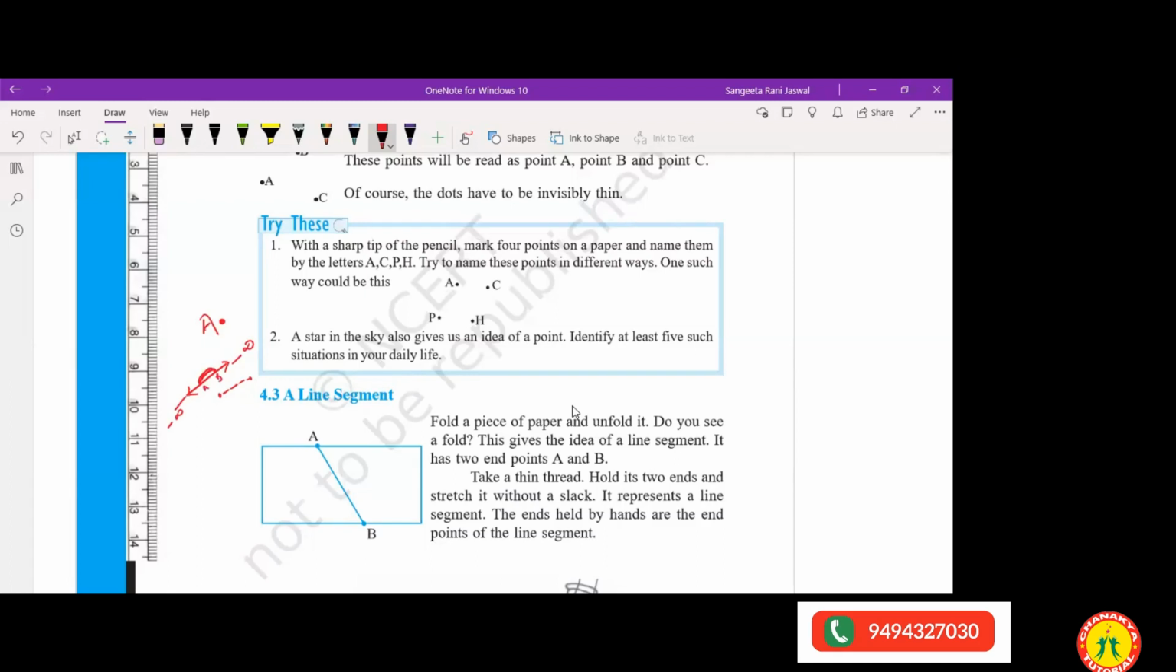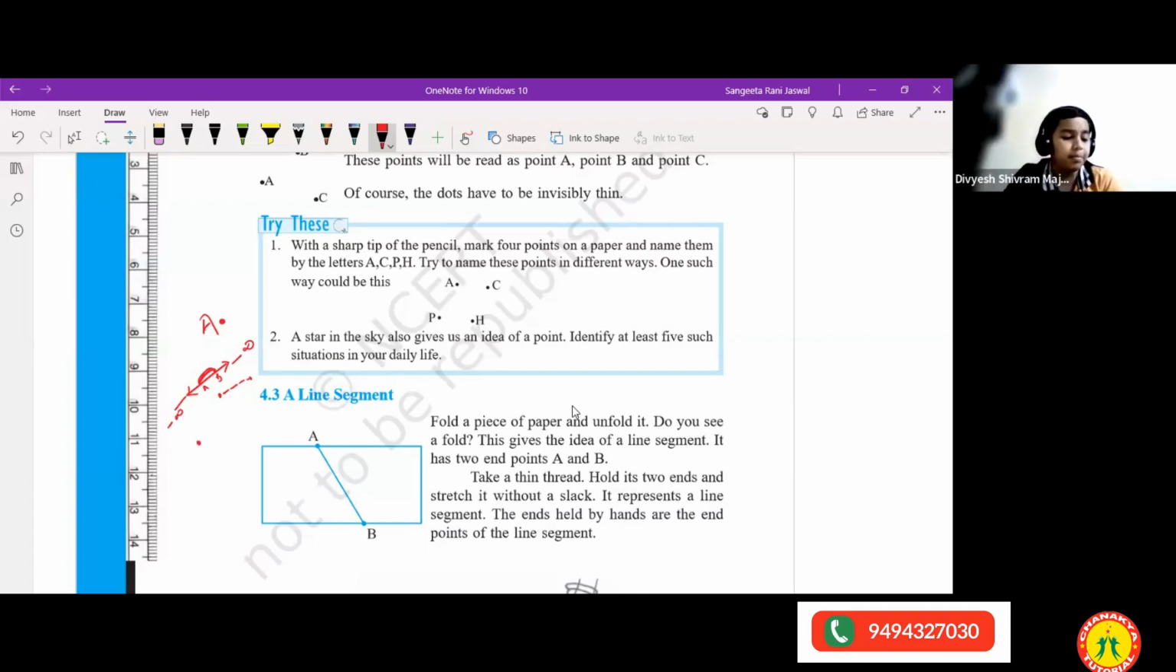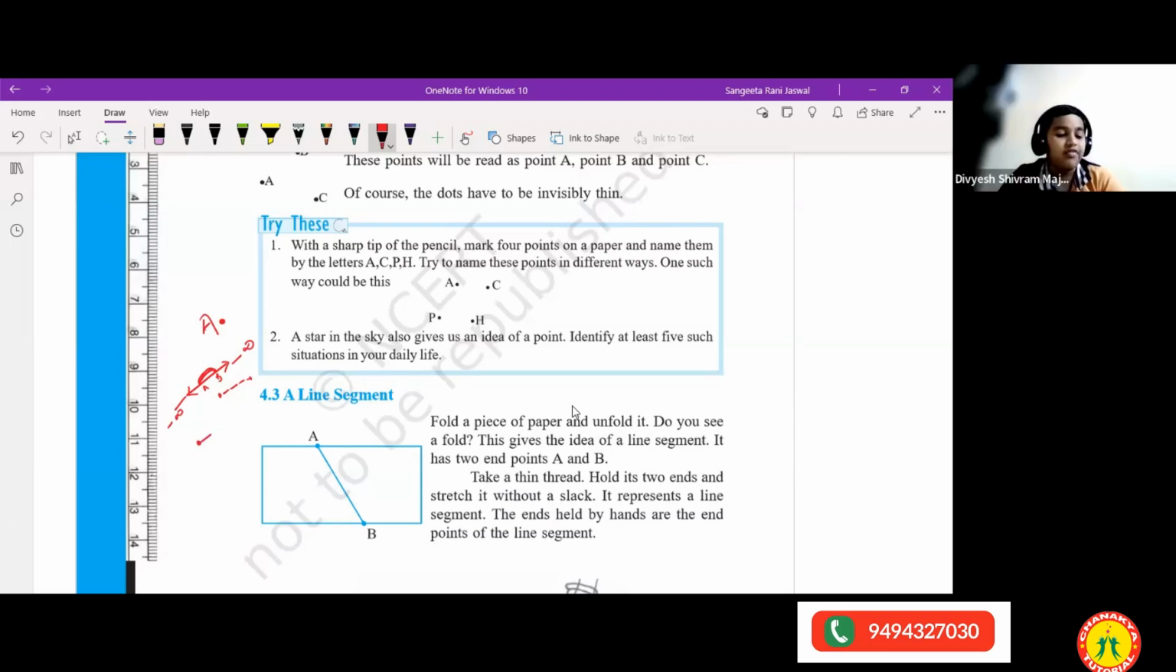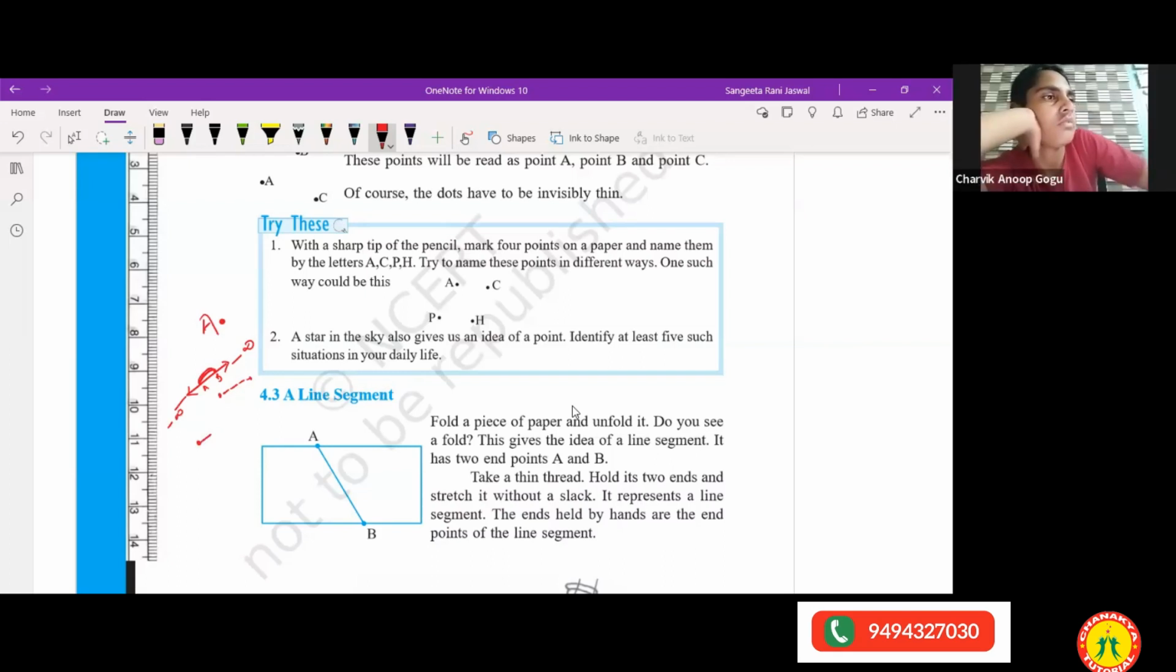And then you have a ray. A ray has only one end point and extends on the other side. Exactly. It has a starting point, but it has no end point, like sun rays. Even if you flash a flashlight, ma'am, when we turn on a flashlight, it seems like a ray. Yes, ma'am.